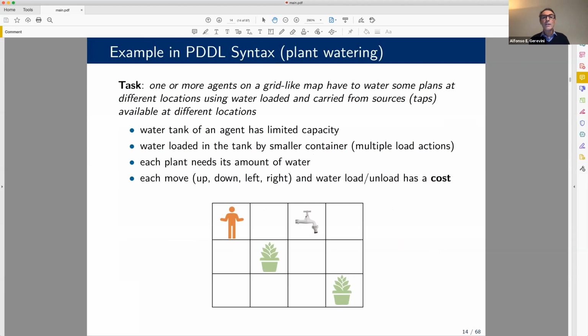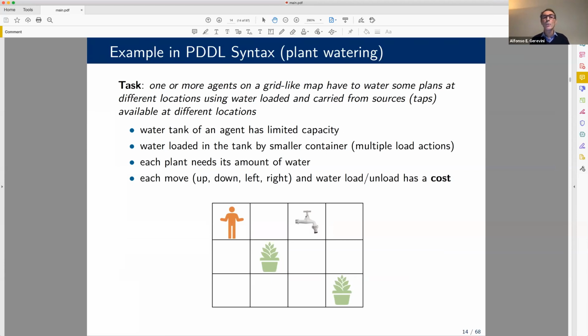Okay, so now let's see a very simple example to put together the things that we have introduced so far. This example was introduced, I believe, by Hector Geffner. It's a very simple example. At the end of the first part of the presentation, I have a more realistic example. But let's use this only to illustrate our concepts. So the task here is the following.